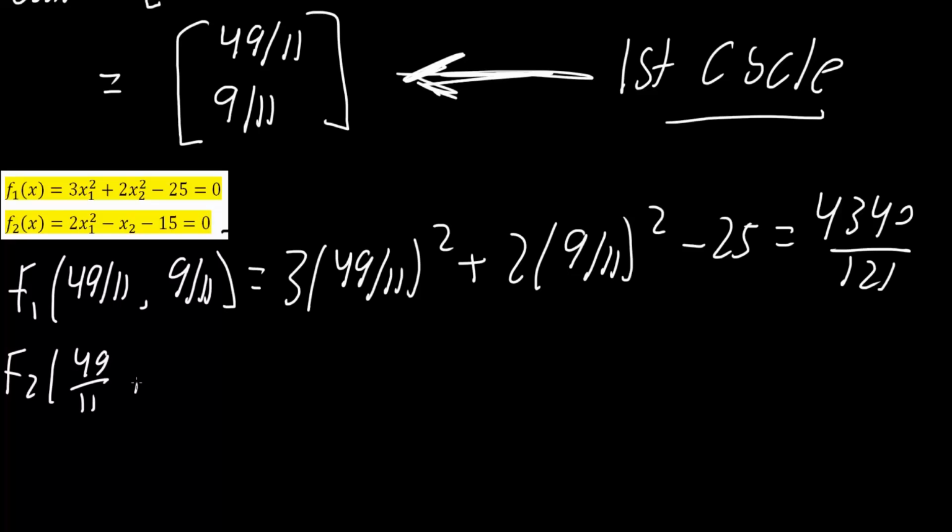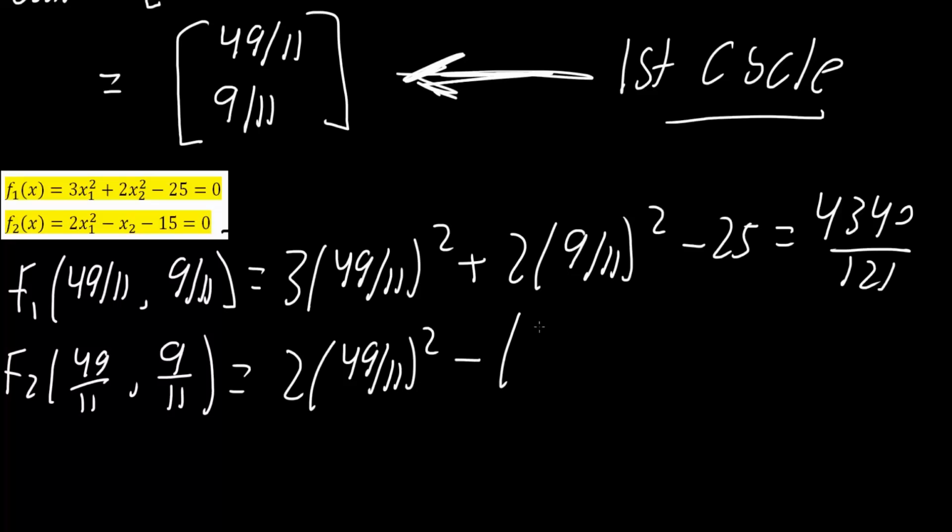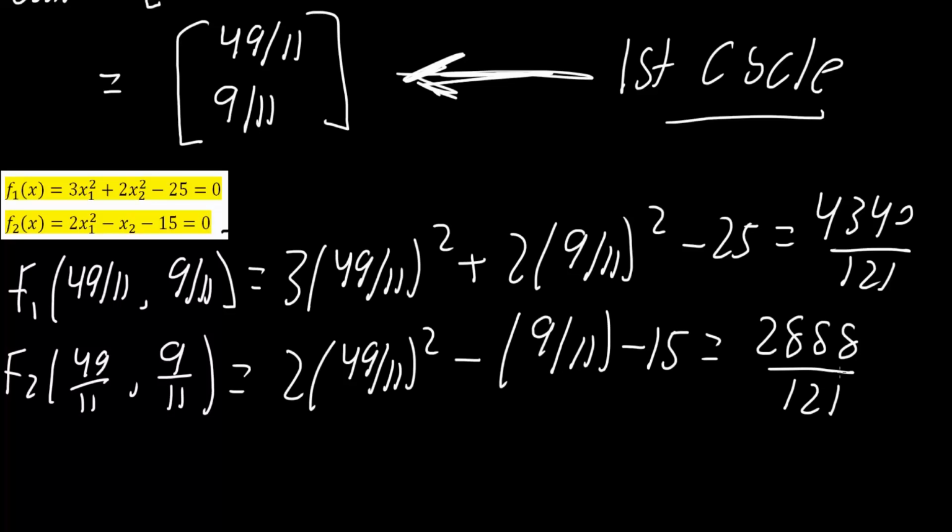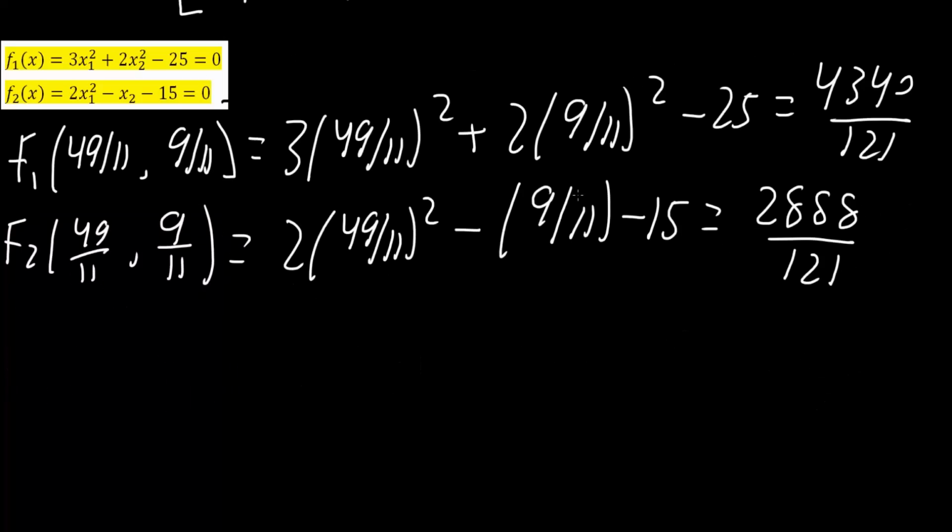Next, same idea, f2 parentheses 49 over 11 comma 9 over 11 is equal to this equation here. So 2 parentheses 49 over 11 squared minus 9 over 11 minus 15, and this is going to equal 2888 over 121. And now after this step, it's going to be exactly like what we did for the first cycle. So if you want, you can pause the video here and attempt to solve the problem. And so let's do that.